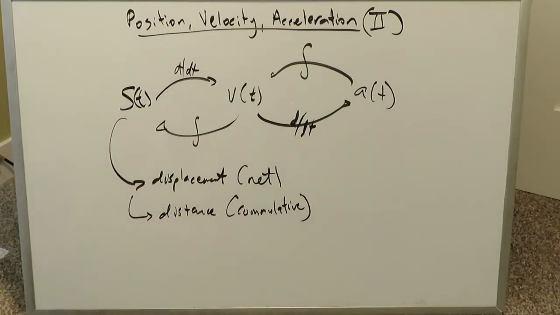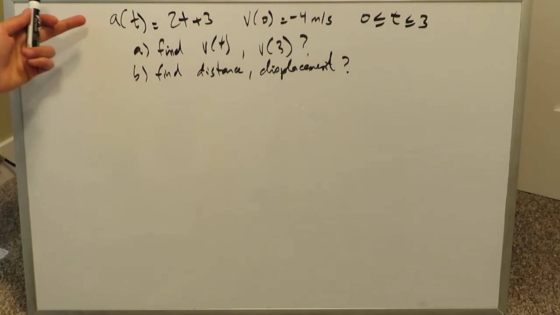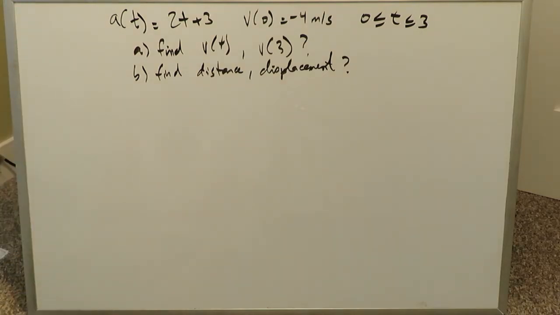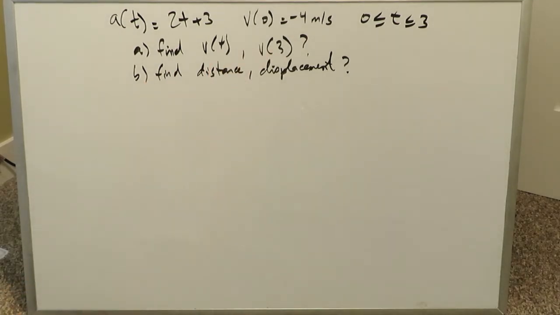We will look at a comprehensive single example in this video and we'll try to make the most out of it. We have an acceleration function given. Acceleration with regards to time is 2t plus 3 meters per second squared. We have an initial velocity of minus 4 meters per second. We have a time interval from 0 to 3 seconds. We have to find the velocity function. We have to find the velocity of this object at time 3 seconds, which is v(3), and we have to find the distance and the displacement.